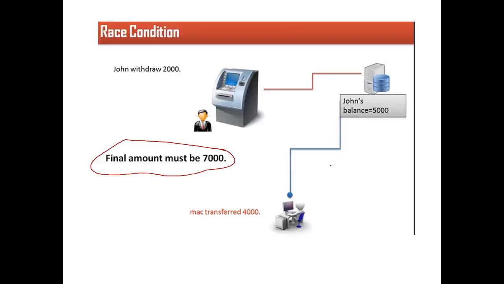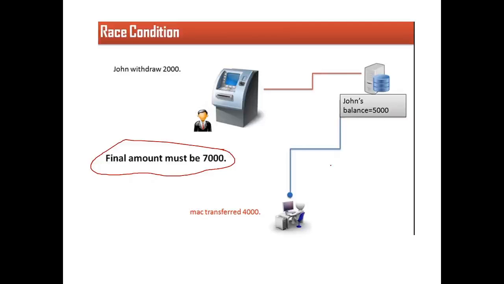This is a race condition. The balance variable here is shared among more than one process, and because of that the processes race to grab and share the value of that variable. Because of this improper synchronization, this problem arises and it shows the wrong balance in the database.